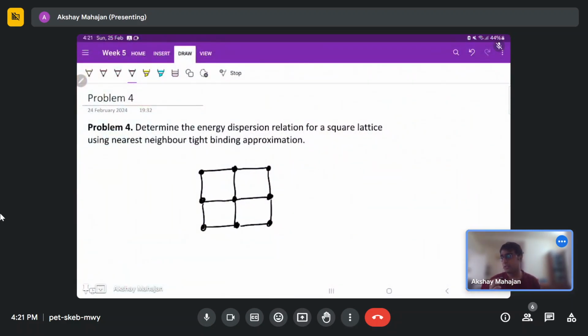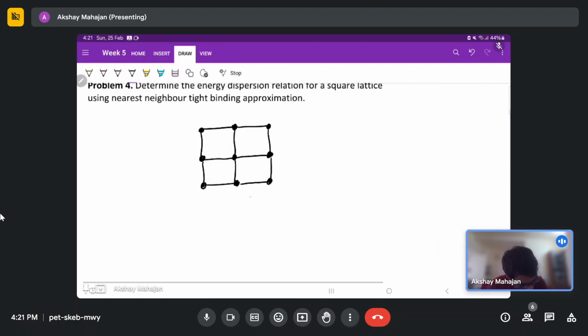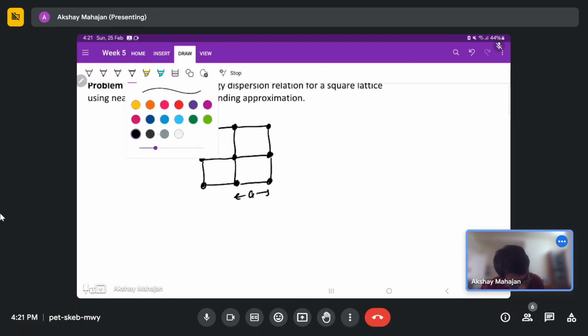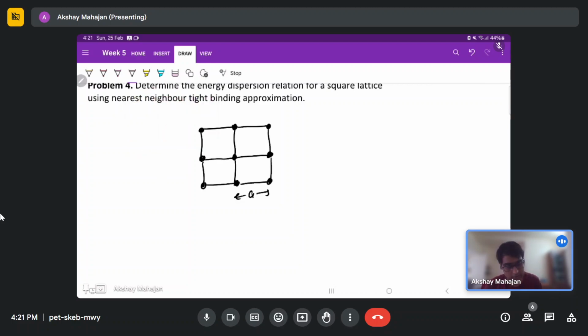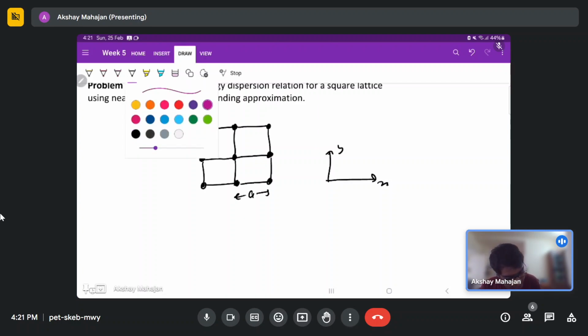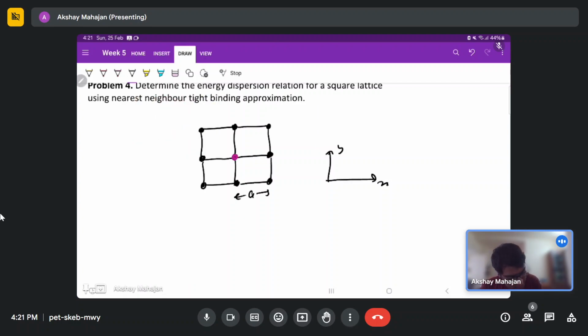Alright, so this is our square lattice, this is our lattice parameter a. To solve this problem, let me use this as my x and this as my y. Let's say the square lattice has this distance between each of the nearest neighbors, that is a. If you take, let's say, one of these lattice points, I am going to denote it as m comma n.